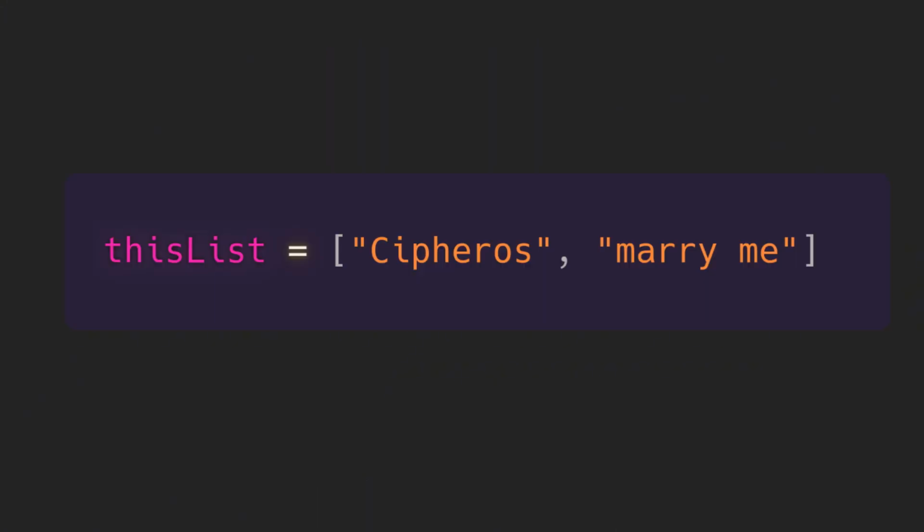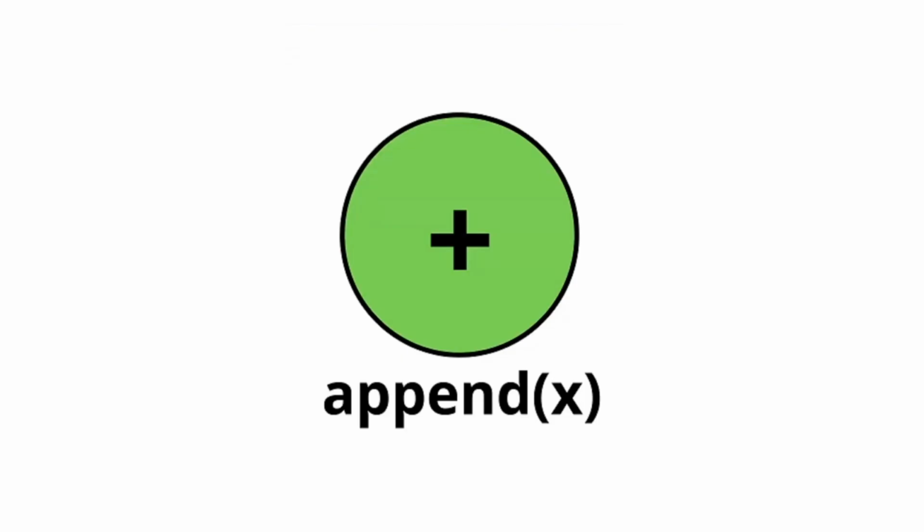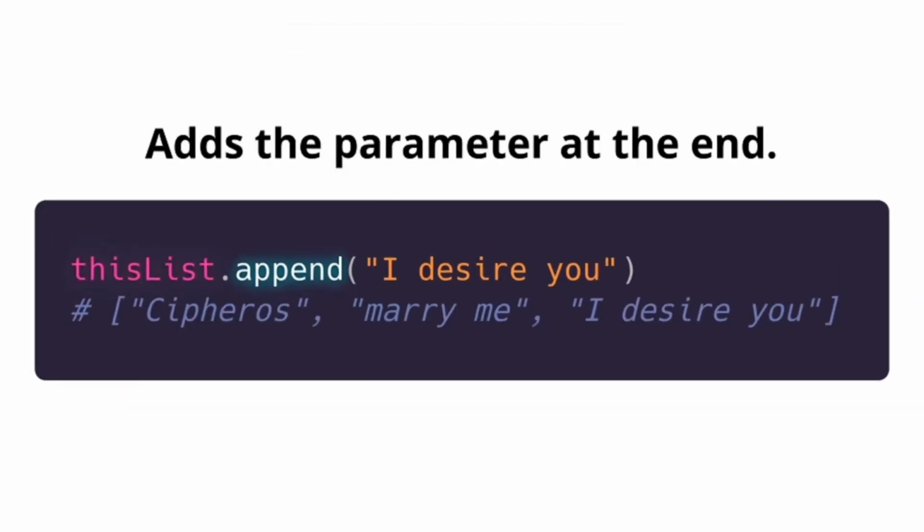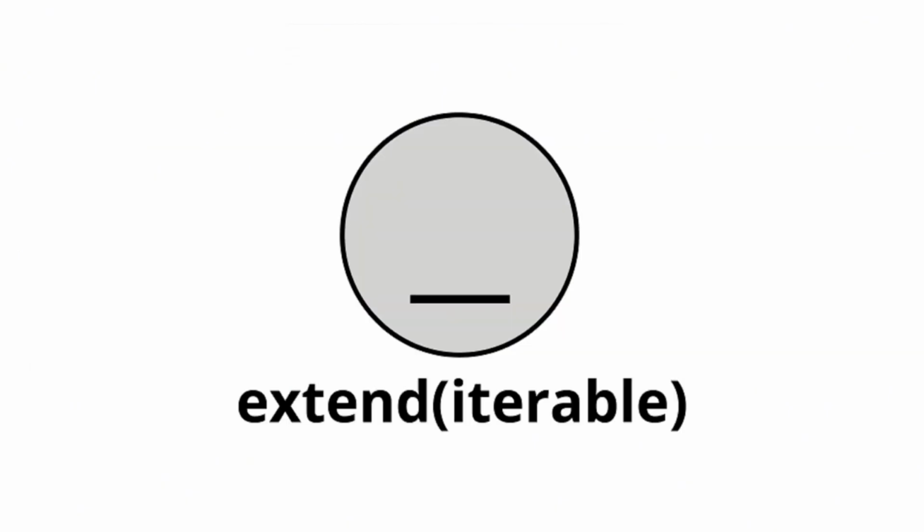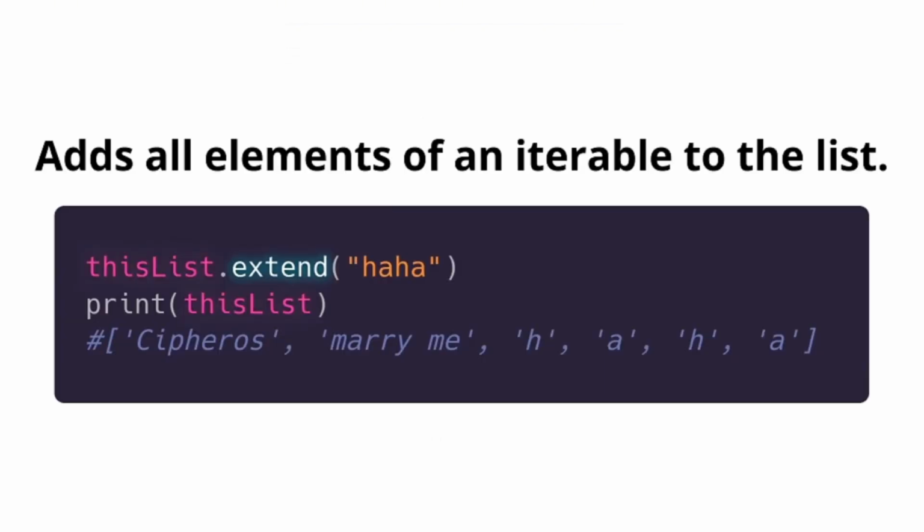So if we declare a list just like this one, we can use the next methods, just like append. And if you come from JavaScript, it works in the same way as the push method. What it does is just add the parameter at the end, which is basically the meaning of append, by the way. Next, extend. It takes an iterable and adds all elements of the iterable to the list.